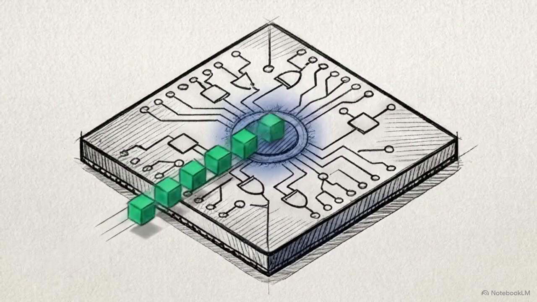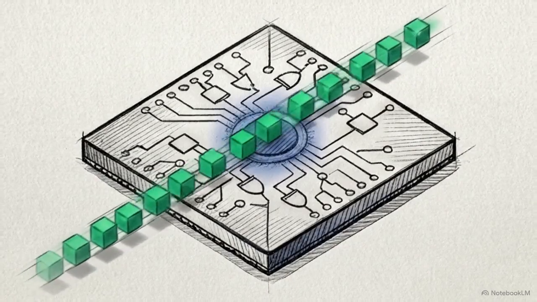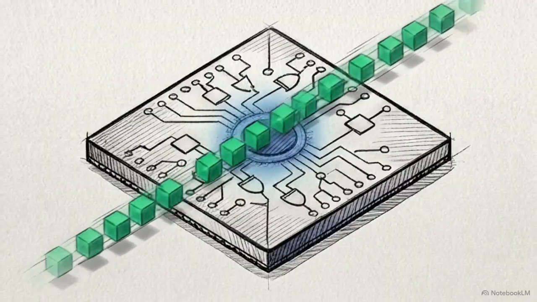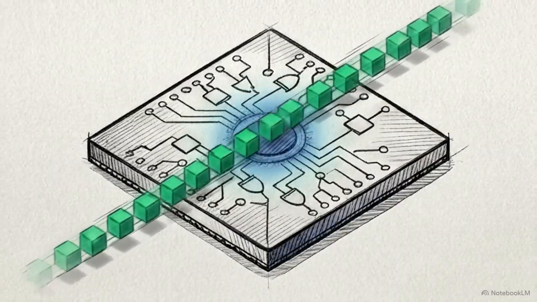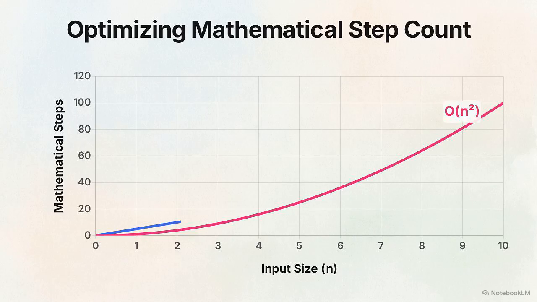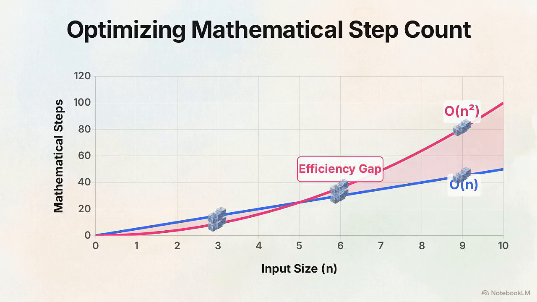For decades, the foundation of computer science relied on a single structural assumption. Algorithms were designed for one processor, executing one instruction at a time. Because of this, an algorithm's efficiency was evaluated almost entirely by its mathematical step count, a metric known as Big O notation. If the math was optimized, the code was considered optimal, largely ignoring the physical hardware underneath.